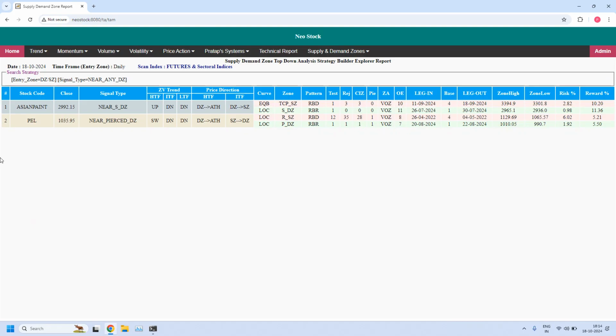2 stocks are filtered. And Asian Paint is a high liquidity daily demand zone. You need to look for a fresh fine-tuned 5-minute zone to plan your trade. And it is also having a high liquidity supply zone. Either side you can get opportunity.